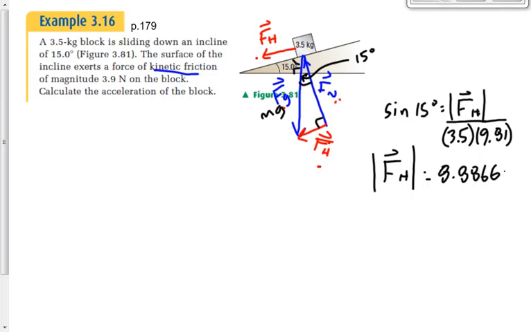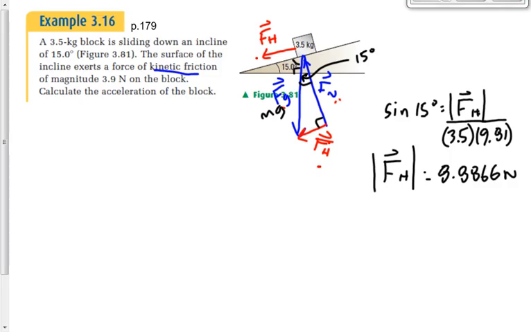8.8866 newtons. So gravity is pulling down with a force of almost 35 newtons. The normal force is pushing up and to the left with a force of, not sure exactly. Combined, those two forces give me Fh, the force of the hill. And that's really what drives it down the hill.